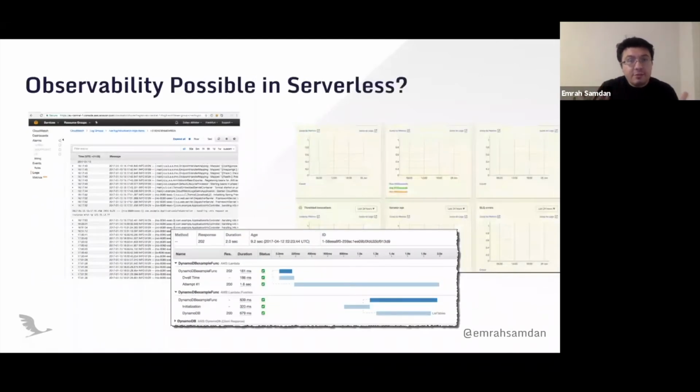Everyone maybe knows about the pillars, and I will explain them in more detail in a minute, but the pillars are the logs, the metrics and the traces. Amazon CloudWatch provides the logs. These are the metrics by CloudWatch, and this is X-Ray. So we somehow have all the pillars of observability in serverless.